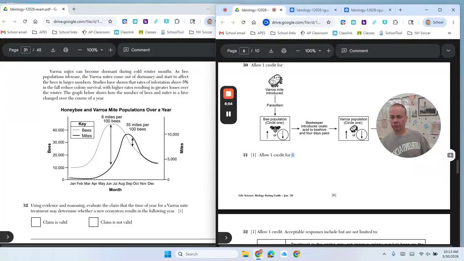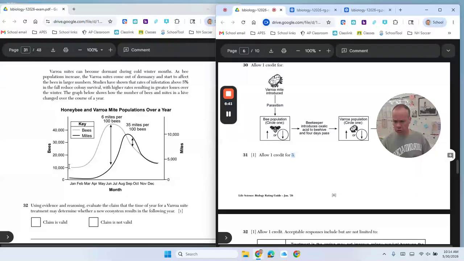And then finally, varroa mites can become dormant in cold months. So we have a little reading about seasons in these mites. It also tells you that an infestation rate above 5% in the fall reduces colony survival. So we got a lot going on in the graph. You really have to take some time and analyze it. These are honeybee and mite populations over a year. Our x-axis gives us the months of the year. This y-axis is the bee population, and the key tells us bees are this lighter line. And the other y-axis is the mite population, and that's the darker line.